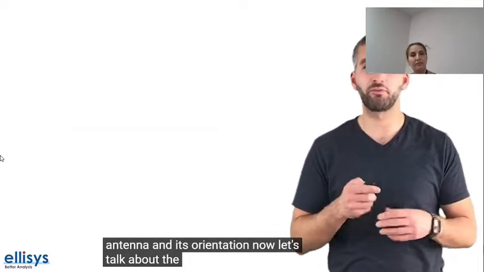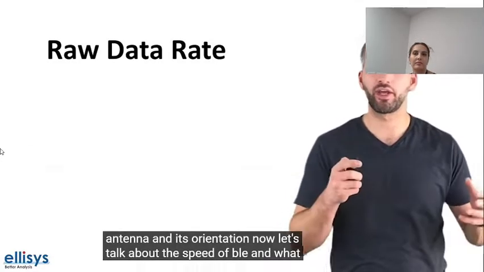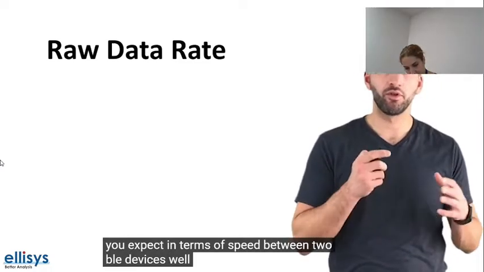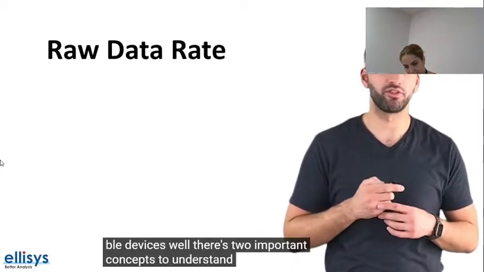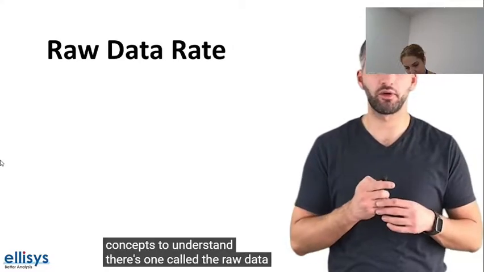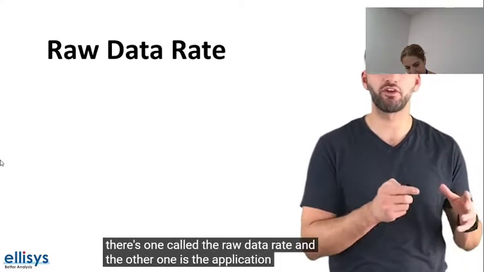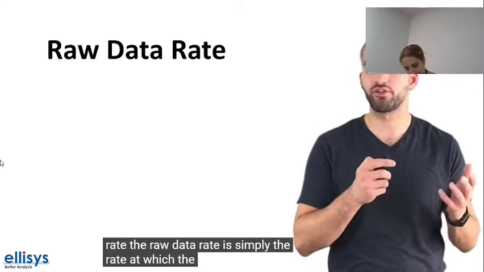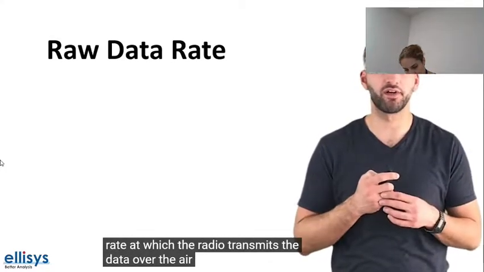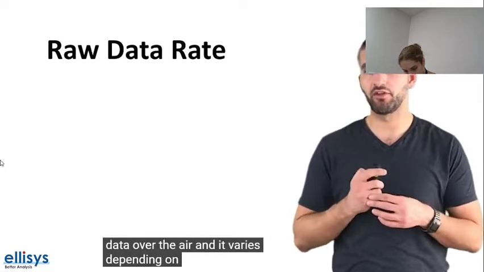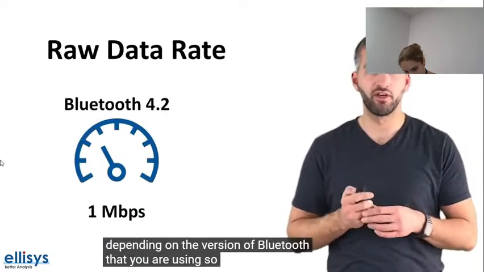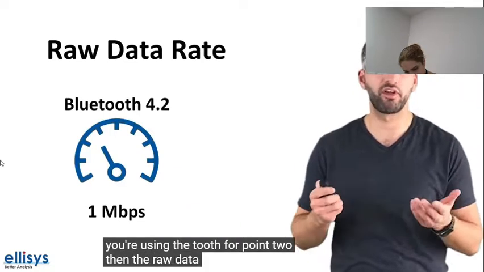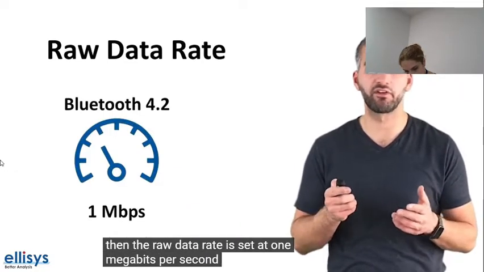Now let's talk about the speed of BLE, and what can you expect in terms of speed between two BLE devices. Well, there are two important concepts to understand. There's one called the raw data rate, and the other one is the application data rate. The raw data rate is simply the rate at which the radio transmits the data over the air, and it varies depending on the version of Bluetooth that you're using. So, for example, if you're using Bluetooth 4.2, then the raw data rate is set at 1 megabits per second.